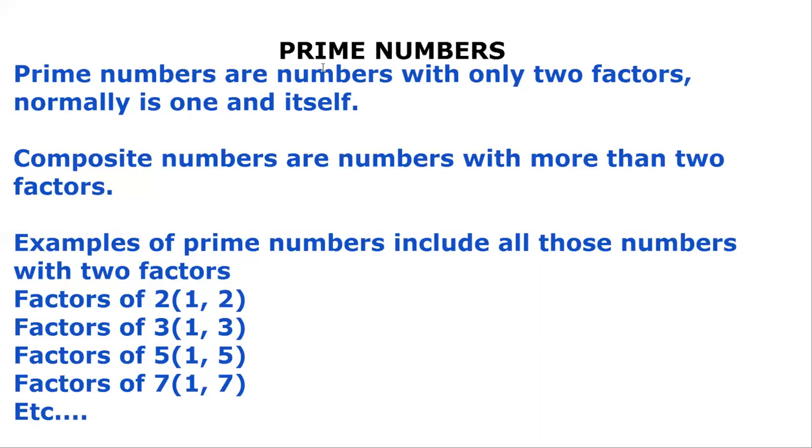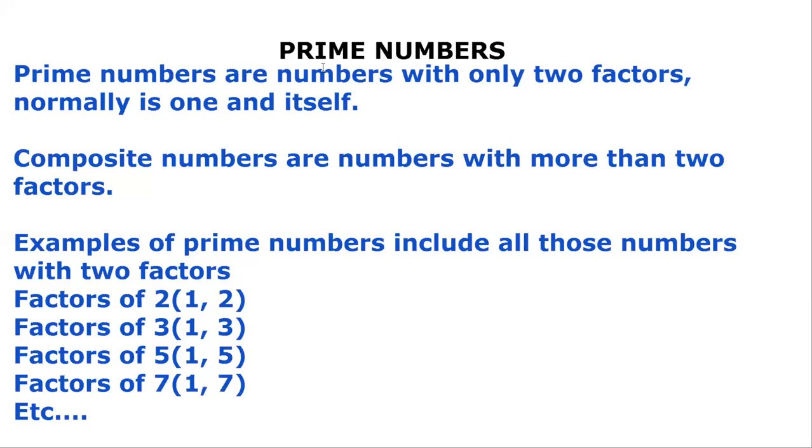The factors of 2 happen to be 1 and 2, and the prime numbers that we are talking about are simply the numbers with only two factors. So examples of prime numbers include all those numbers with two factors. You can also do your own research about the numbers that possess only two factors.